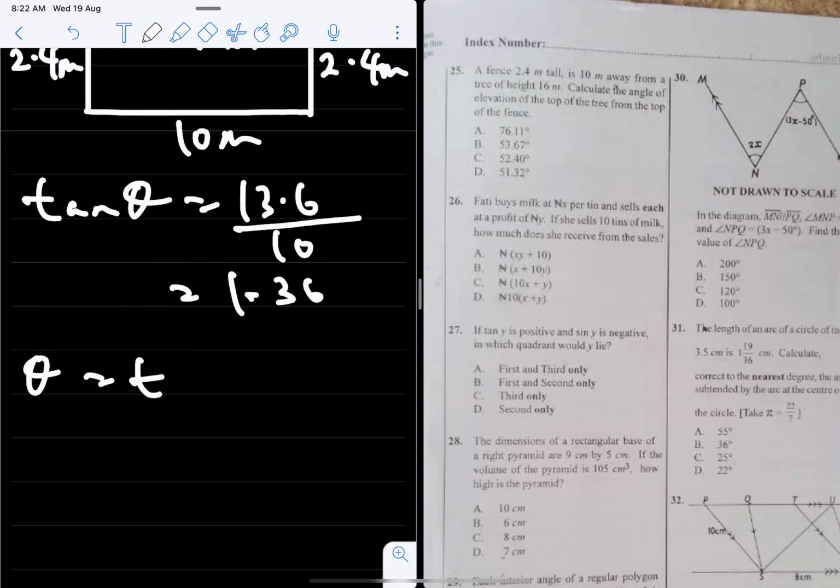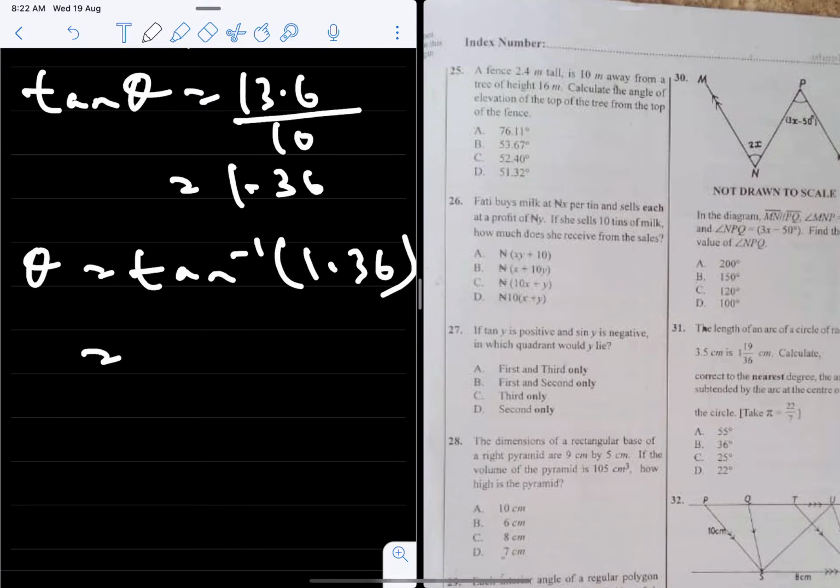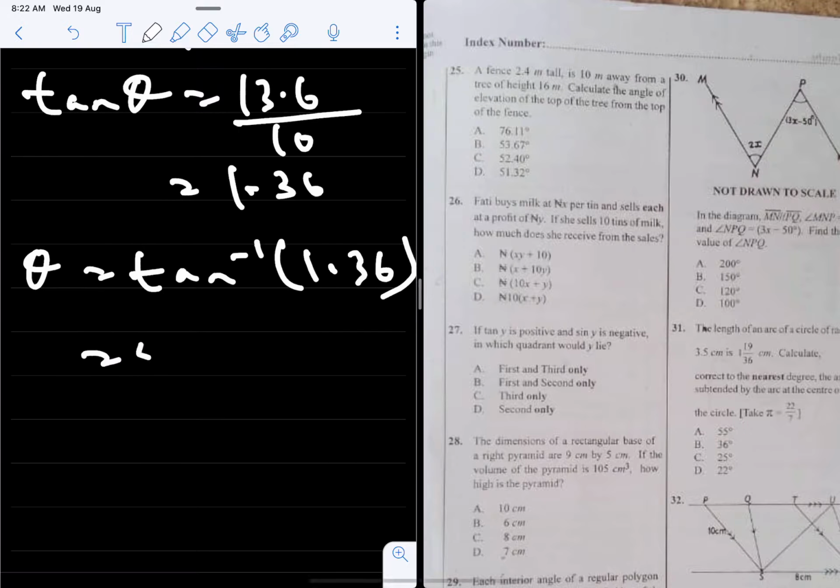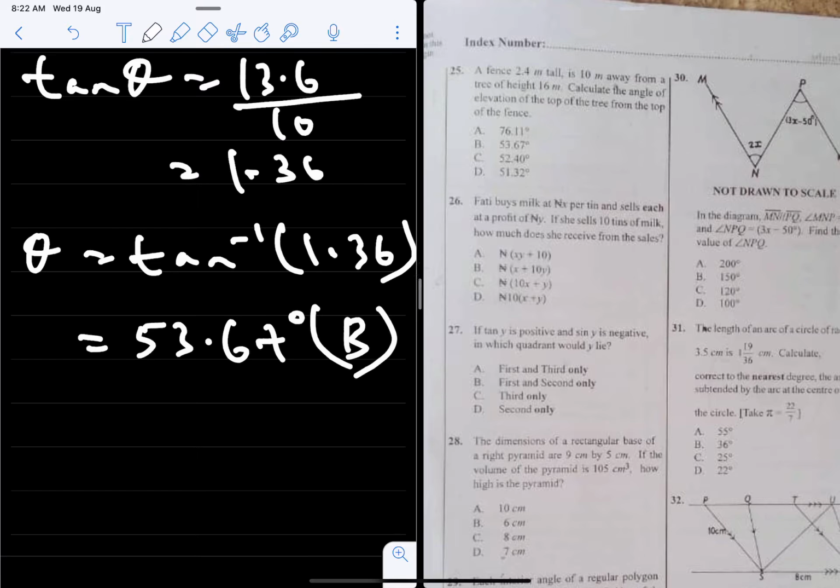That means theta is a tan inverse of 1.36, which is 53.67 degrees. Therefore, the angle of elevation of the top of a tree from the top of a fence is 53.67 degrees, which is option B.